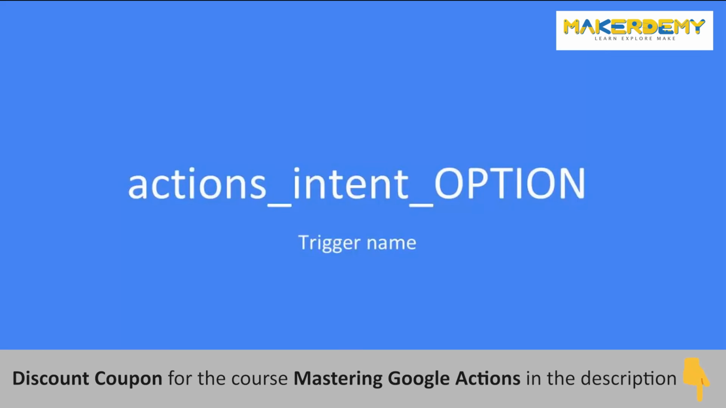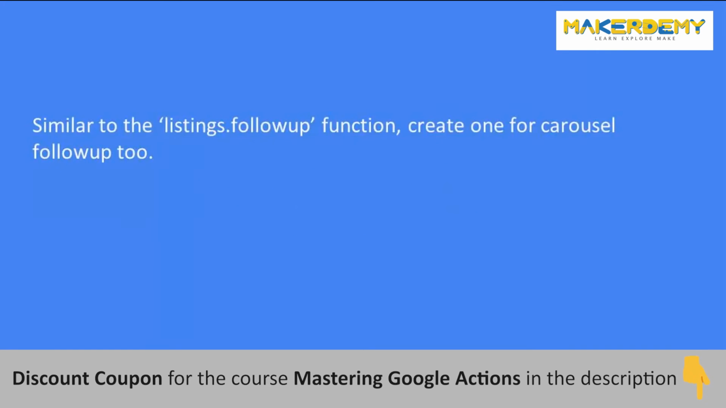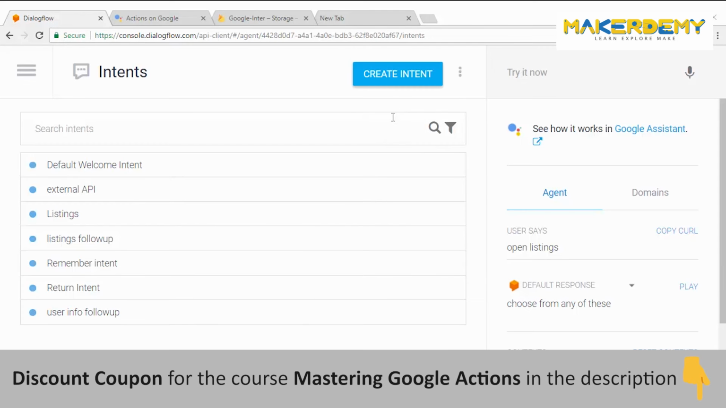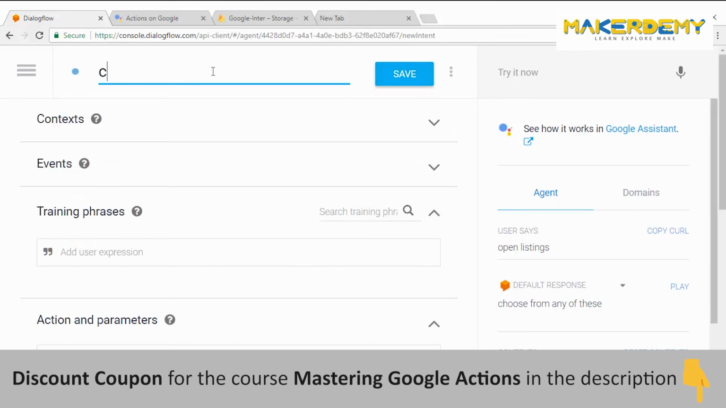The final part is to set a follow-up for these carousel items. Again, once a user clicks on any of these items, our action will look for an intent with a trigger name actions underscore intent underscore option, which is the same as that of our list. Since we are using both in our action, we need to take the help of context to direct the flow of intents. Going into Dialogflow, we will create a new intent with the trigger name as mentioned above.